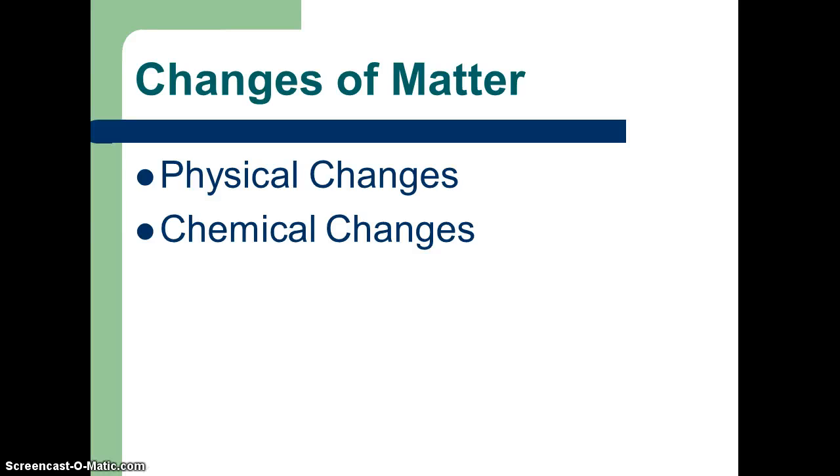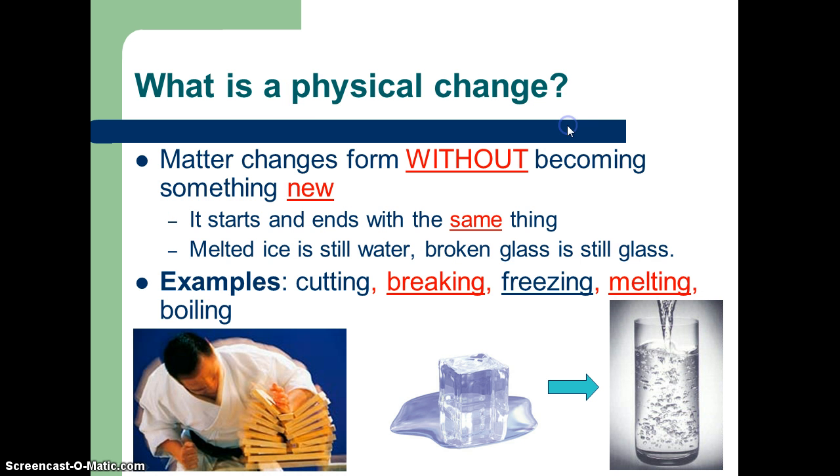Hi guys, we're going to talk about physical and chemical changes. So there are two different types of changes in matter, and they are physical changes and chemical changes. Physical changes are when matter changes form without becoming something completely new. So this is when we start and end with the same thing. An example of this would be like melted ice is still water and broken glass is still glass.